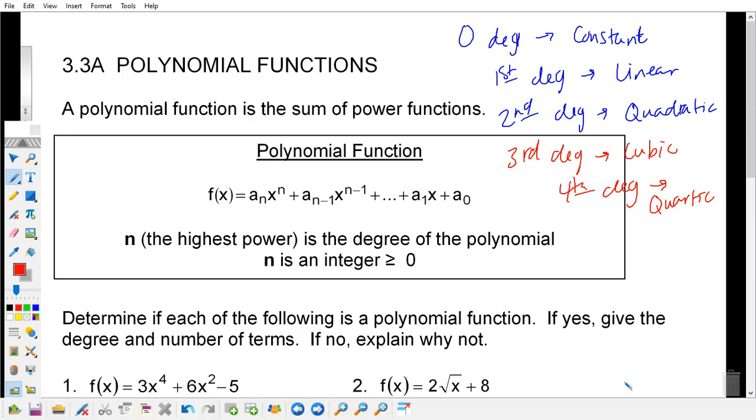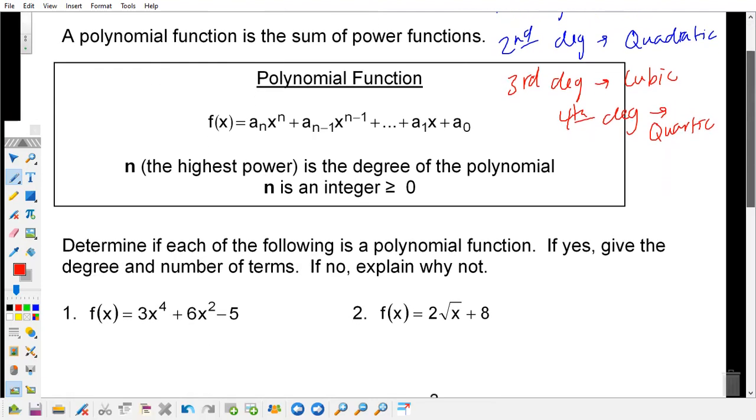What is a fifth degree polynomial called? It's a quintic. Then it goes hectic, heptic, octic, nonic, dectic, something like that, like a decade, for 10 degrees.